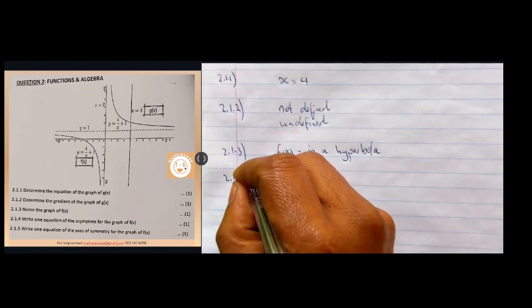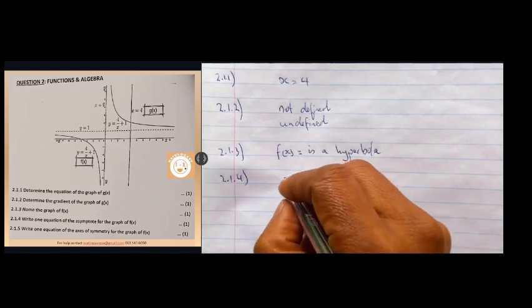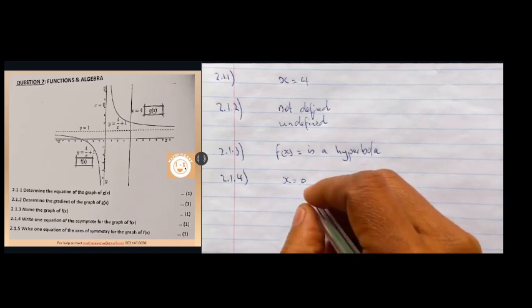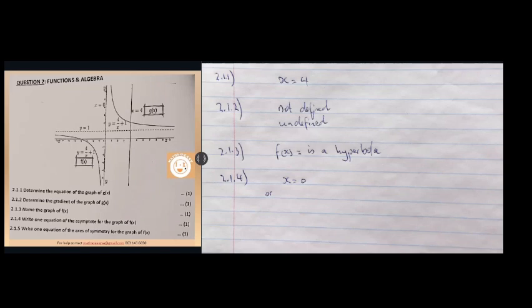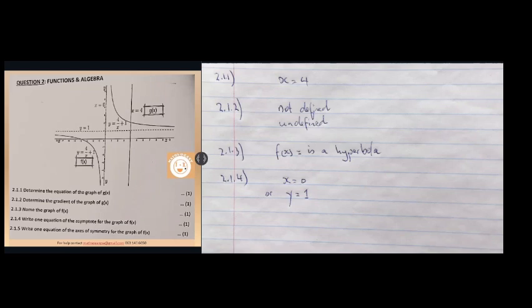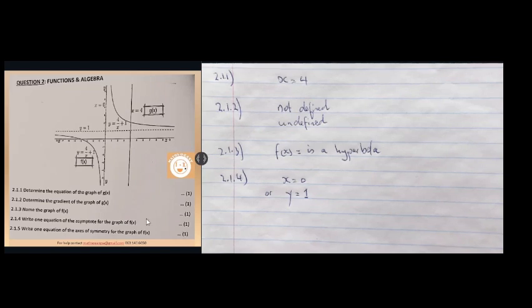Okay. So here, 2.1.4, you can state one of these. You can say x = 0. Okay. Or you can say y = 1. Okay. If they say name the asymptotes, you would write both of them. But in this instance, they just want only one of them. Okay. Then what is 2.1.5? 2.1.5 says write one equation of the axis of symmetry for the graph of f of x. Okay, they are still talking about this hyperbola.